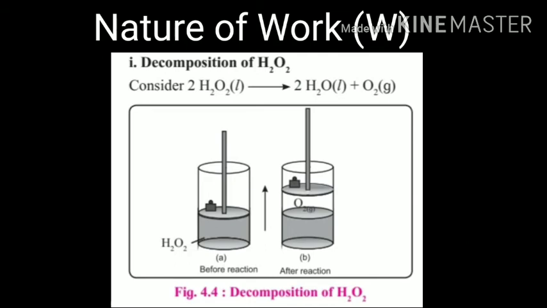First observe diagram A, that is before reaction. You will see there is H2O2 in liquid state in the cylinder. It has a piston which can move in upward and downward direction, and a small mass is kept on the outer surface of the piston. As we saw in the decomposition reaction, oxygen gas is released. So if gas is released, what will the gas do? It will apply pressure on the piston, and because it applies pressure, the piston will go in upward direction.